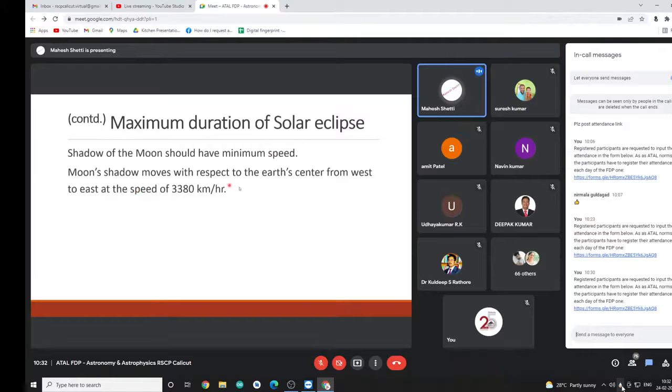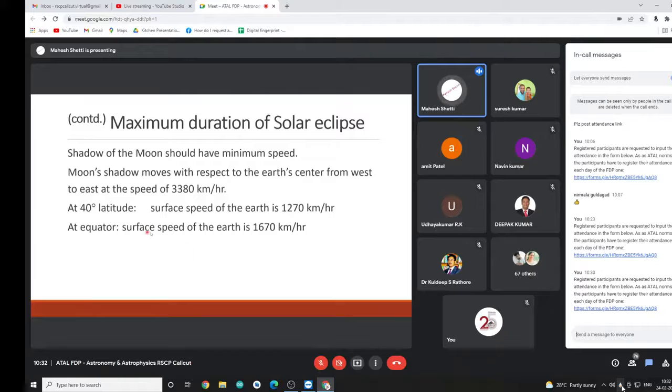The moon shadow typically moves with respect to Earth's center from west to east at a speed of 3,380 km per hour. At 40 degree latitude, if you take, the surface speed of the Earth is 1270 km per hour. And we are interested in this difference. If this difference is maximum, then the eclipse will be visible for a longer duration because you will be in the shadow for a longer time. At the equator, the surface speed is 1670 km per hour. So you see at 40 degree latitude, the surface of the Earth is moving relatively slowly. At the equator, it is moving 1670 km per hour.